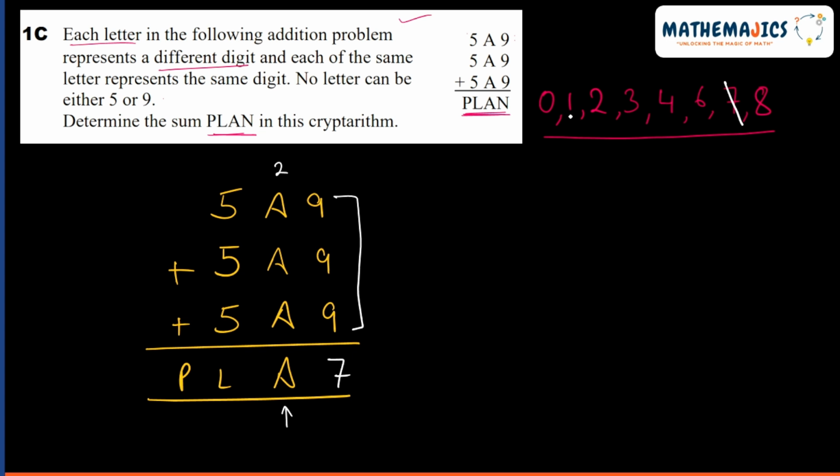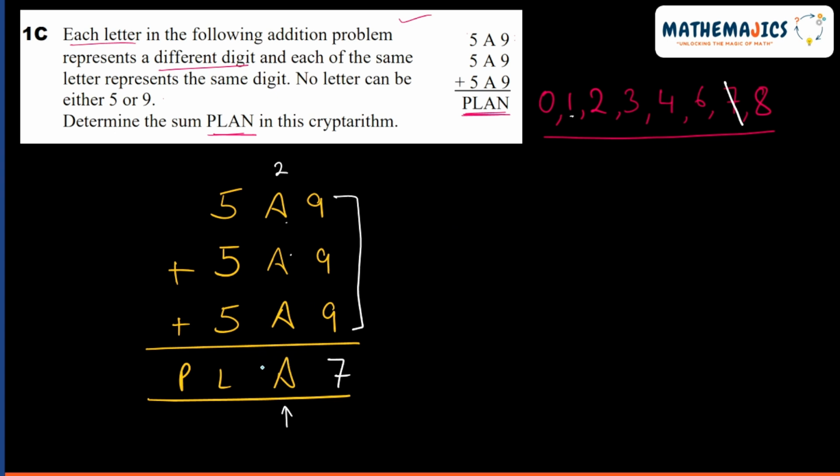Let's replace A as 1. If you replace A as 1, what will happen? 1, 1, 1, 1, 1, 1 plus 1 plus 1, 3, 3 plus 2, 5. These letters will not turn out to be same. These letters can turn out to be same only if this letter becomes a double digit number. Then only it is possible. So let's try this question.